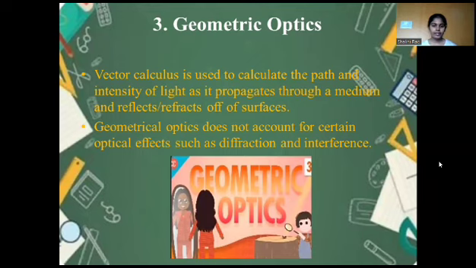And talking about its application in geometric optics, vector calculus is used to calculate the path and intensity of light as it propagates through a medium and reflects or refracts off surfaces. Geometrical optics does not account for certain optical effects such as diffraction and interference.